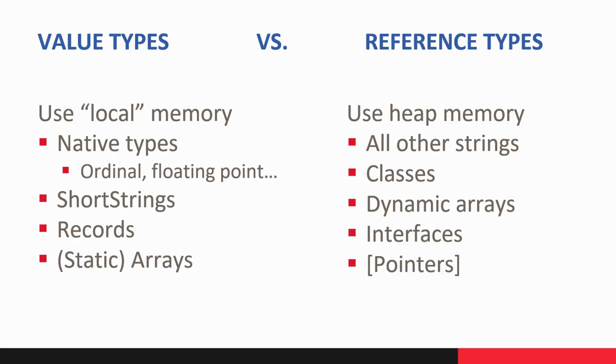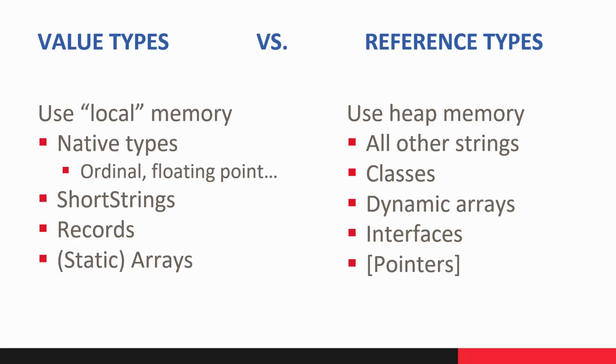Most of the types you're using use heap memory. That's true for all string types, from ANSI strings to Unicode strings to UTF-8 strings to any other string type that's not a short string. It's used for classes, so any object. Interfaces, well, an interface is just a reference that goes to an object or a class. It's used for dynamic arrays, and it could be used for pointers.